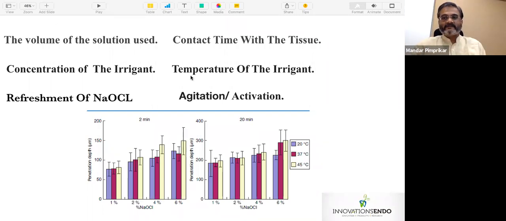Then the temperature of the irrigant. Now, if you increase the temperature of hypochlorite, you will be amazed with the results. I'm going to cover a few aspects of how you warm the hypochlorite, so I will leave it to the later part.